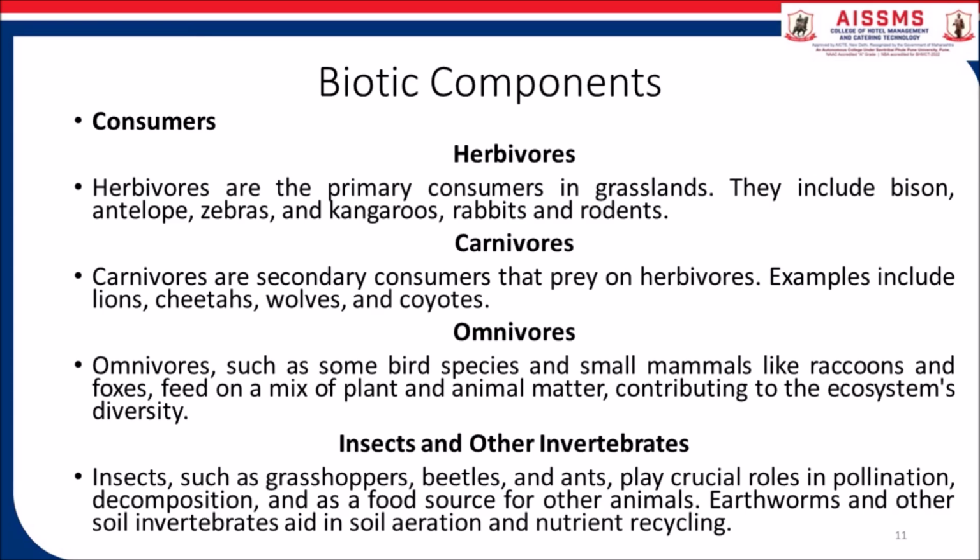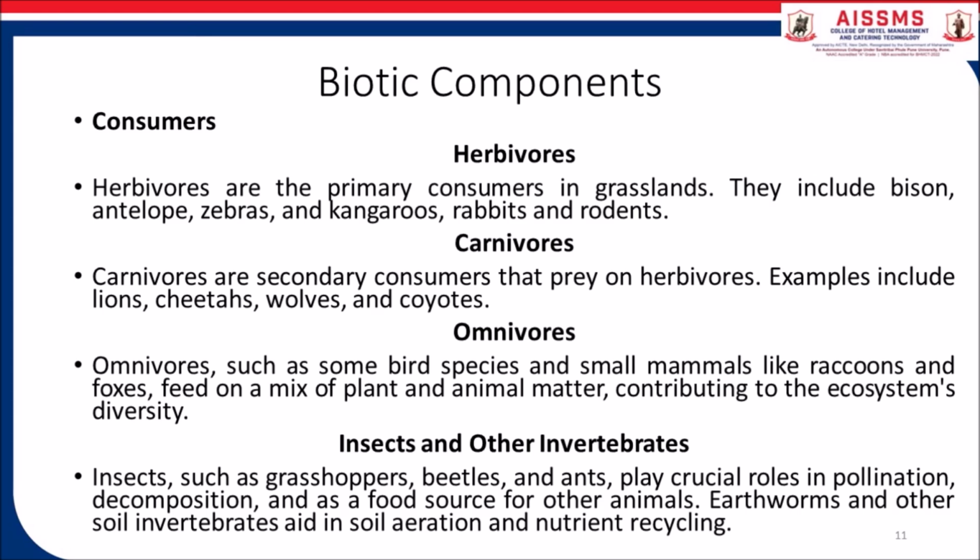Next will be omnivores. Omnivores include some bird species and small mammals like raccoons and foxes that feed on both the species of plant and animal and contribute to ecosystem diversity.